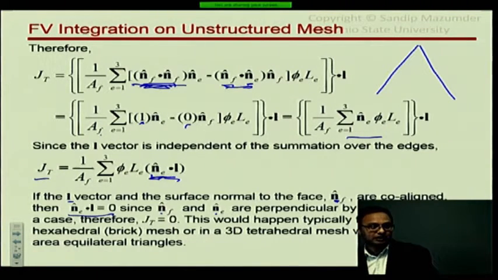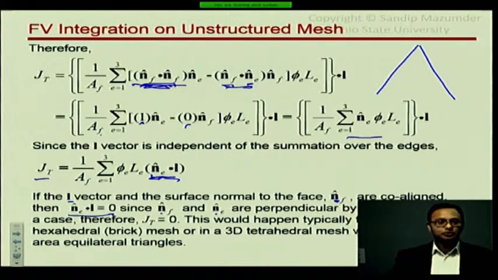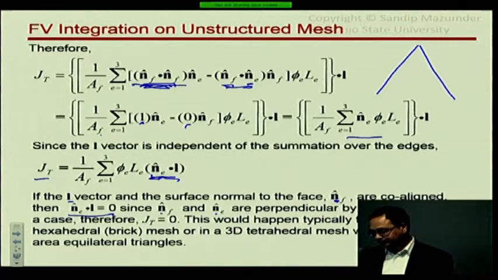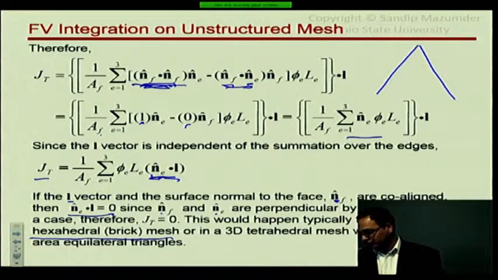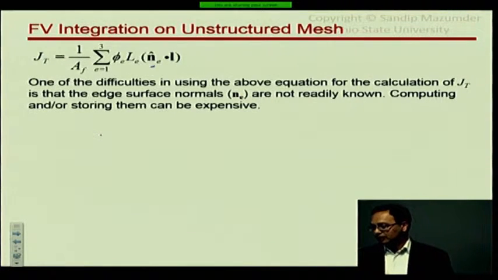So again, if you take a three-dimensional Cartesian mesh and do this calculation, you should automatically find it comes out to be 0 as a test for your code. This will happen for a hexahedral brick mesh or a 3D tetrahedral mesh with faces of equal area, equisized tetrahedrons, basically. So getting back to this issue of how do I calculate that? It's not known.